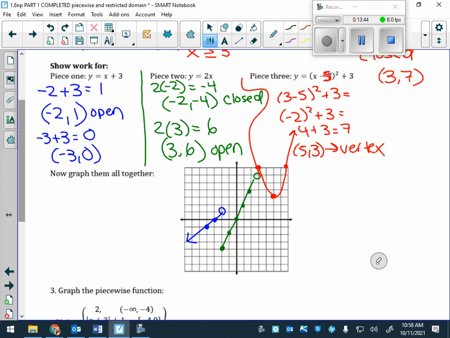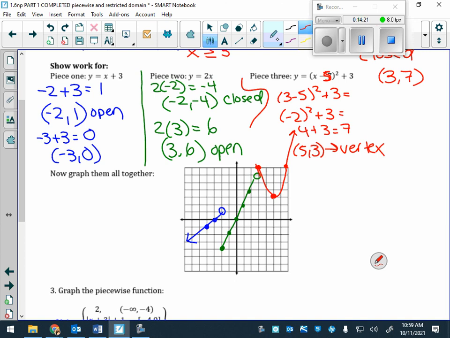Okay, so let me fix this. That is your piecewise function. You took 3 graphs over 3 specific, restricted domains, and graphed them on one. Okay, that's how we ended last class on Thursday. So again, 3 graphs on 3 different restricted domains. However, one has open, one has closed, one has open, one has closed.